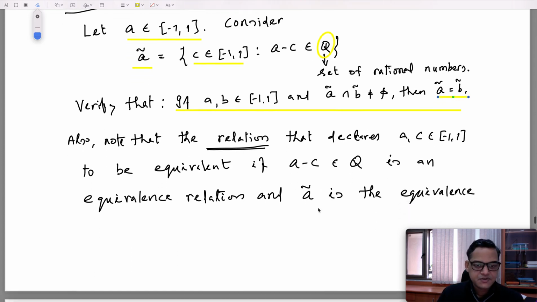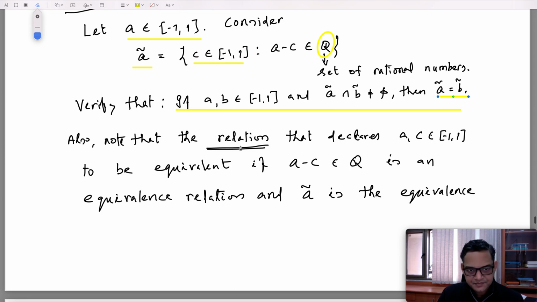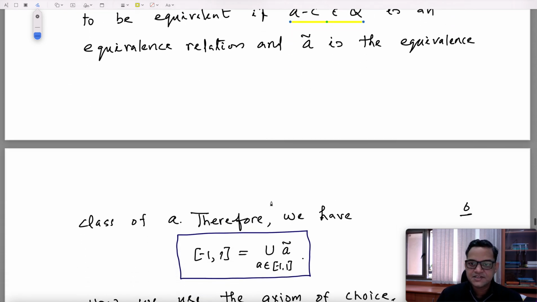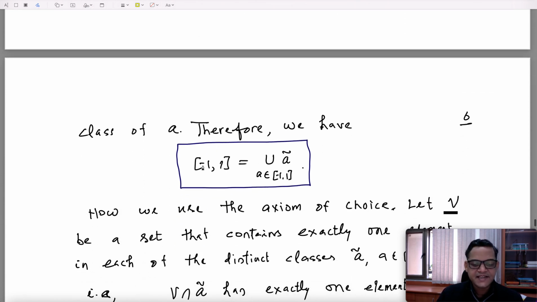Okay, and in fact this relation, that a tilde c, that a is related to c by a minus c being in the rationals, you can show that this is an equivalence relation. All the properties you can easily verify. So I will not give you the complete details of this, because these things you can easily verify, and these things are the equivalence classes, and hence the set can be decomposed into these equivalence classes.